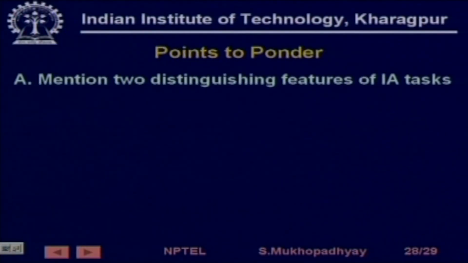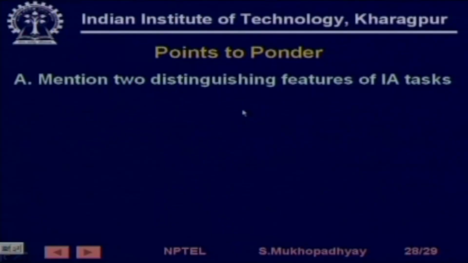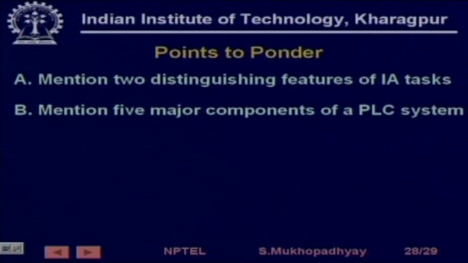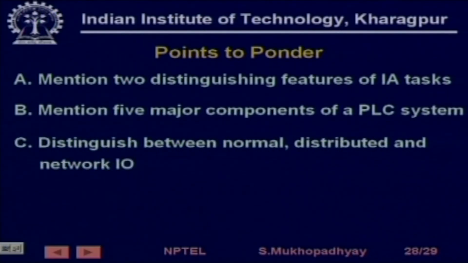So we have come to the end of the lecture, and I hope you have got a fair idea about what makes a PLC system, and as is customary, again you have some points to ponder. Think whether you can mention 2 distinguishing features of industrial automation tasks compared to, let us say, a task in a bank, which are also computational tasks which also communicate. Mention 5 major components of a PLC system. We have mentioned more than 5, so you should be able to mention 5, and distinguish between normal, distributed and networked I/O.